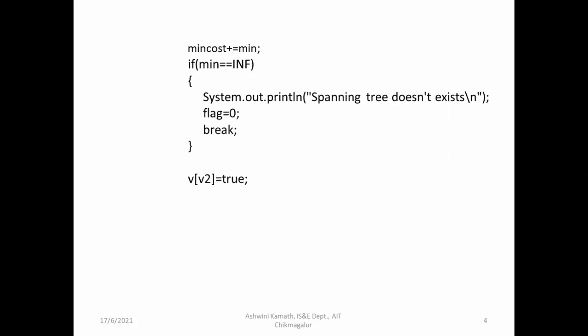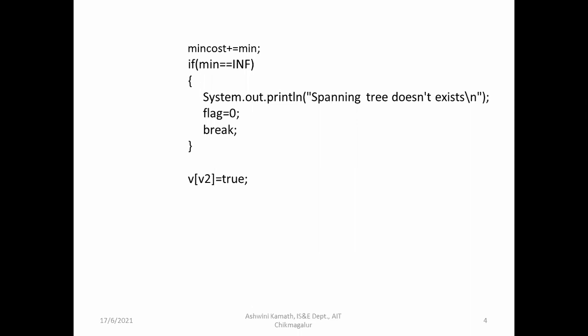Then if this is not true, that is if minimum is not equal to infinity, then V of V2 is equal to true. Then we are making the second vertex, that is the jth vertex, as visited. So V of V2 is equal to true. That means this V2 is added to the spanning tree.